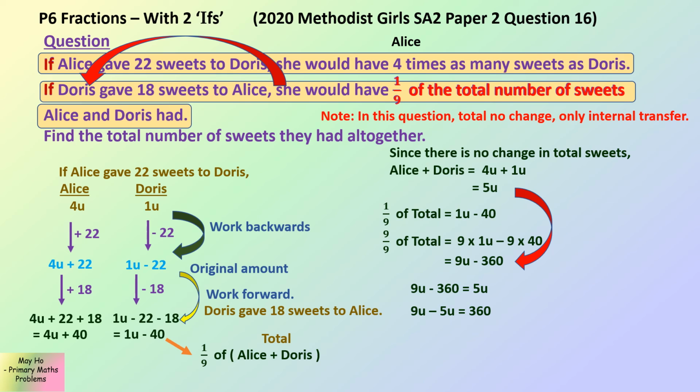9 units minus 5 units equals to 360. 4 units equals to 360. 1 unit equals to 360 divided by 4 equals to 90. So with this, we'll be able to work out the total number of sweets now. Now remember, total number of sweets is actually 5 units. So we will take 5 times 90 equals to 450.